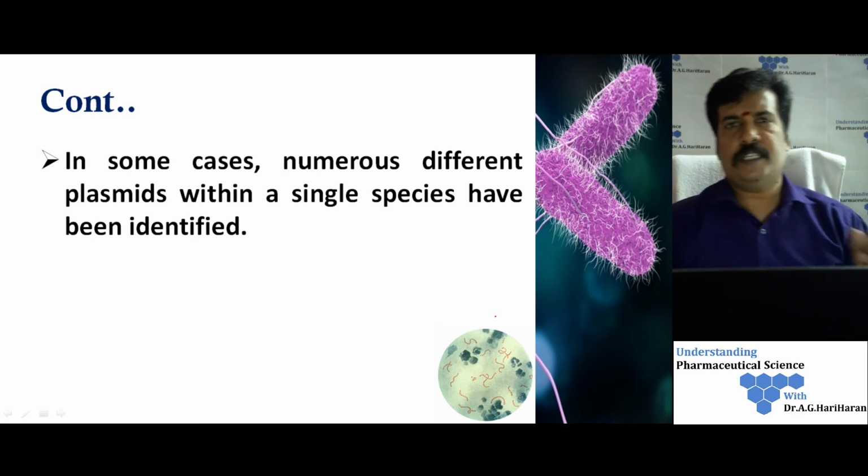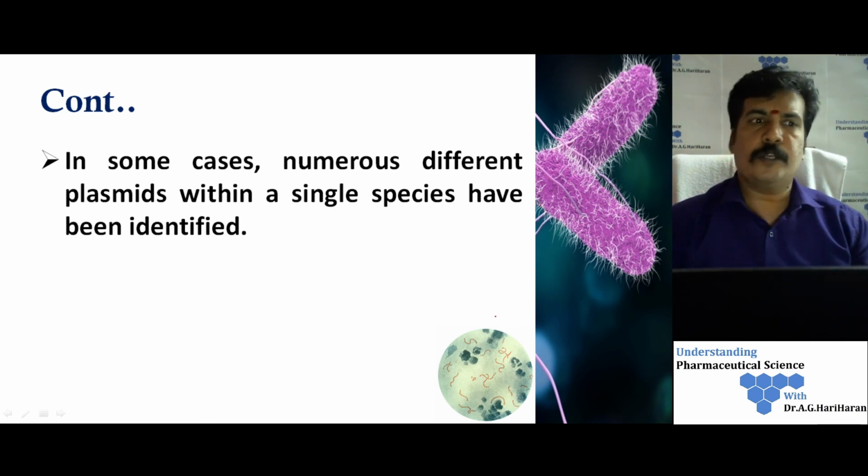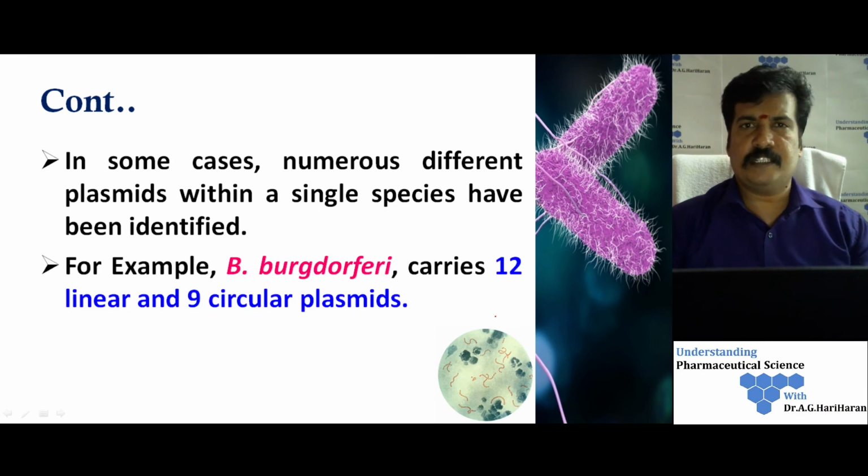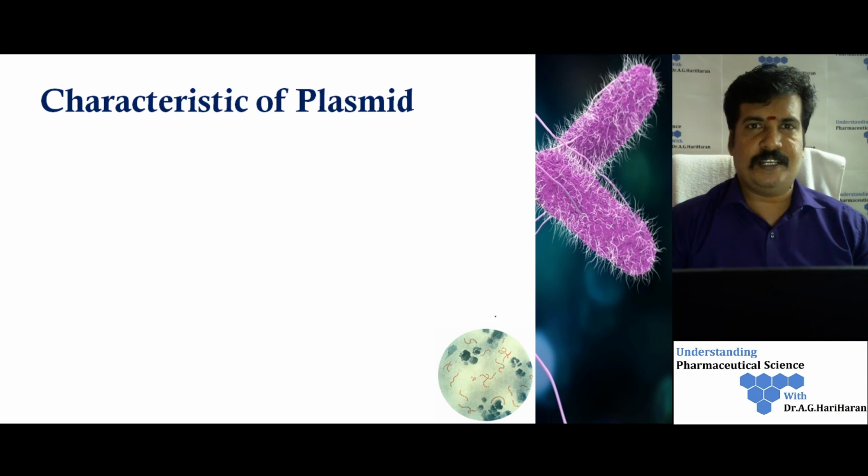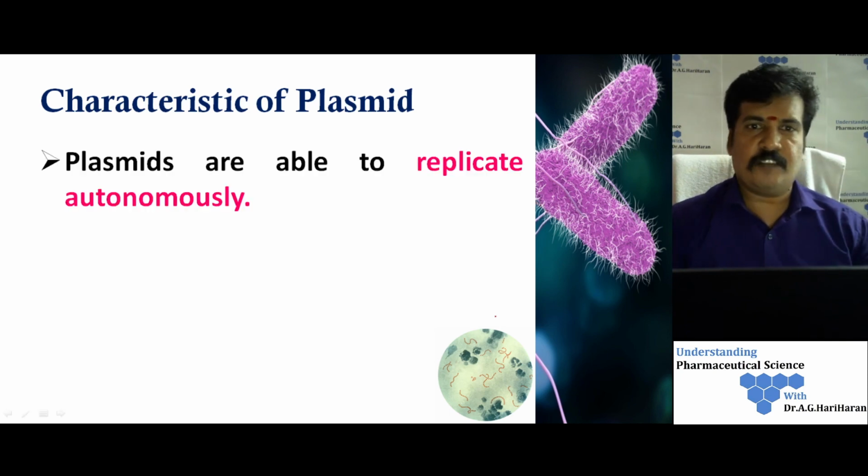In some species, plasmids are numerous and have different characteristics. For example, in Borrelia burgdorferi, nearly 12 linear and 9 circular plasmids are present. The major characteristic of a plasmid is that it can replicate on its own. It carries an origin of replication, so it can make more and more copies of itself. That's why the plasmid is used as a vector in rDNA technology.